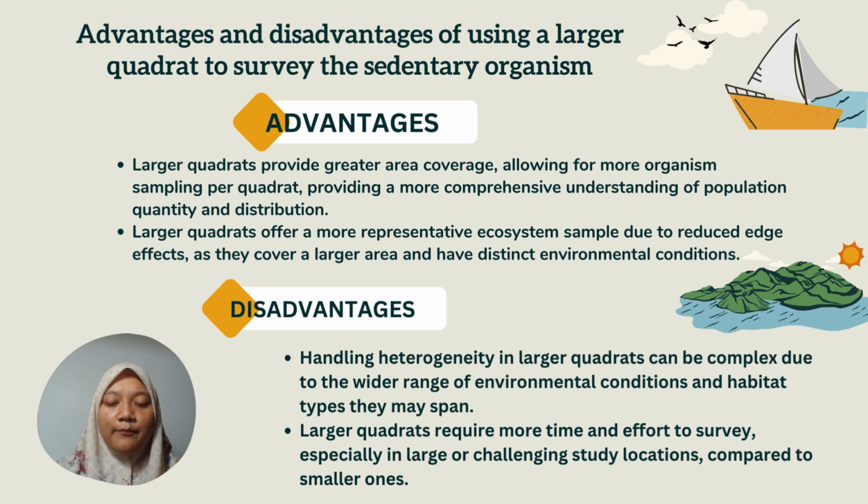There are some pros and cons of using larger quadrats. Larger quadrats provide more coverage, more organism sampling per quadrat, and a more representative ecosystem sample due to their larger area and distinct environmental conditions. However, larger quadrats also can be complex to handle heterogeneity due to their wider range of environmental conditions and habitat types, and require more time and effort for surveying.